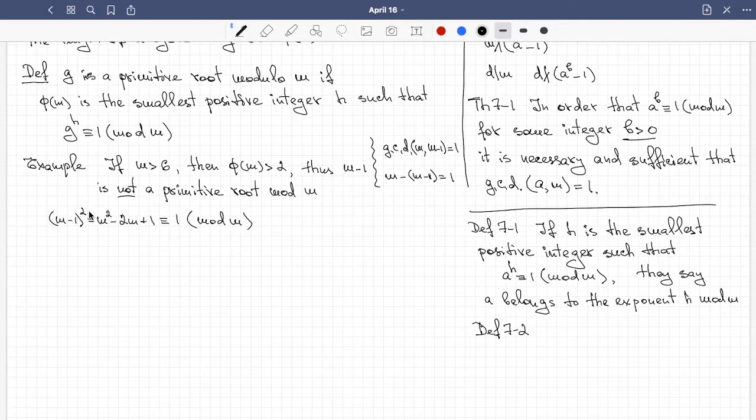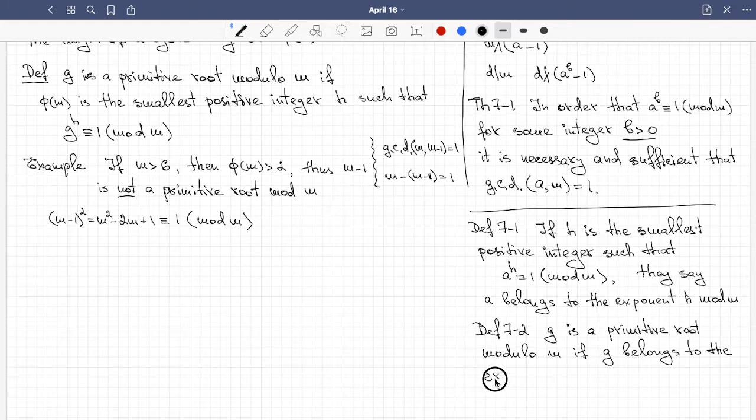And after that, they say, what is a primitive root? They say that g is a primitive root modulo m if g belongs to the exponent phi of m modulo m.